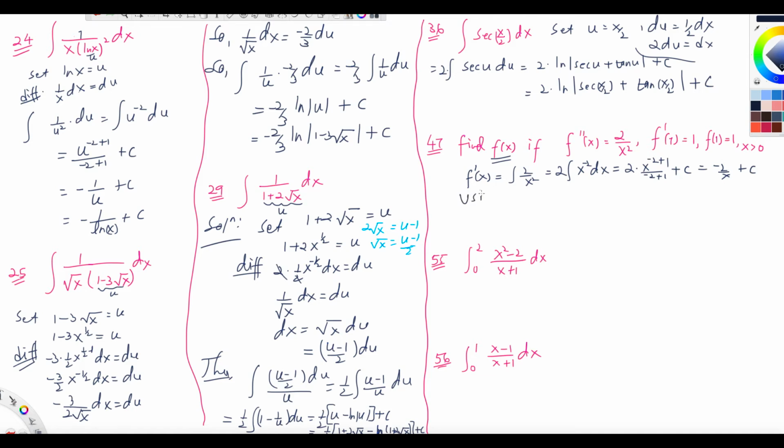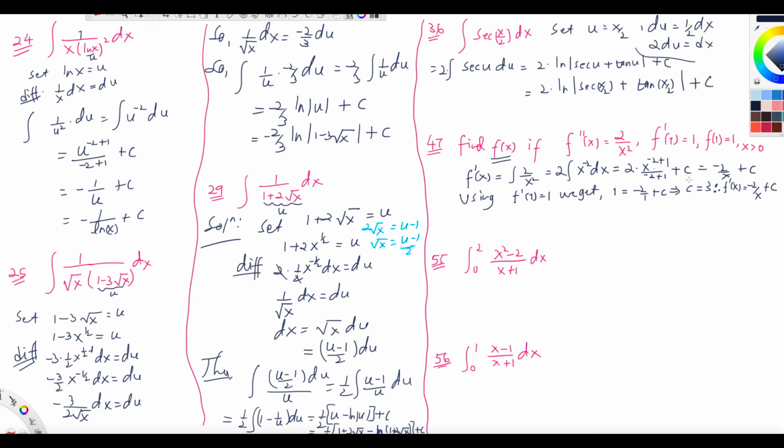So using f prime of 1 equals 1, what do you get? x is replaced by 1, and f prime of 1 will be 1. So you write 1 equals negative 2 over 1 plus c. This implies c equals what? c equals 3, because you add 2 on both sides. So what is f prime of x then? Therefore f prime of x equals negative 2 over x plus 3.